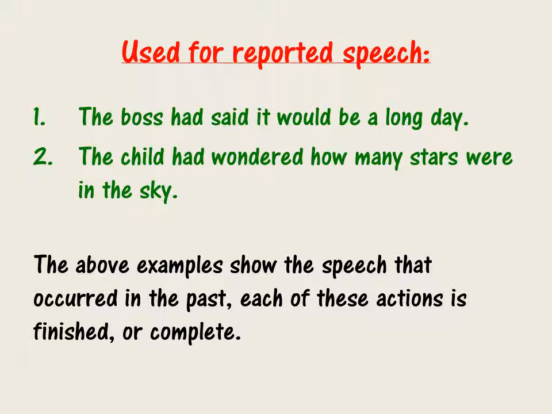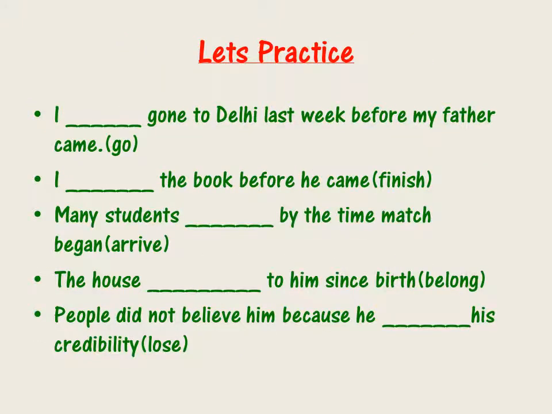The child had wondered how many stars were there in the sky. So the above examples are showing you the speech that occurred in the past. Each of these actions is finished or complete. With this, our today's class about past perfect tense is over. Now, I would like to leave you with a few practice questions which will help you to understand the concept in a better way. You can do these questions and I'll show you the answers for them in the next video.